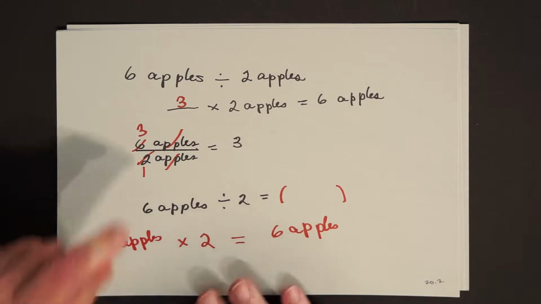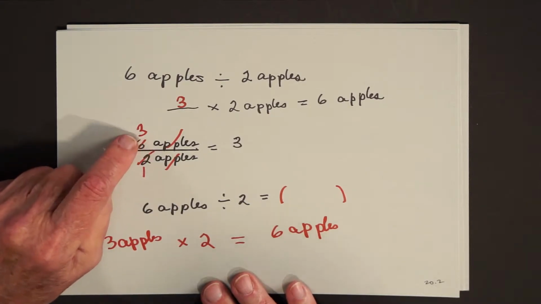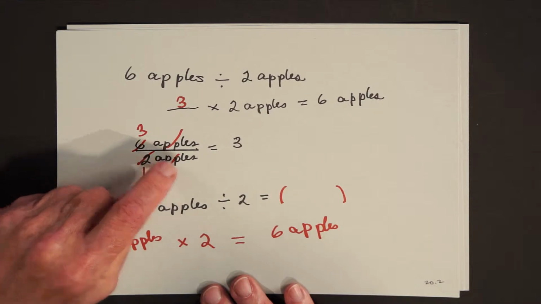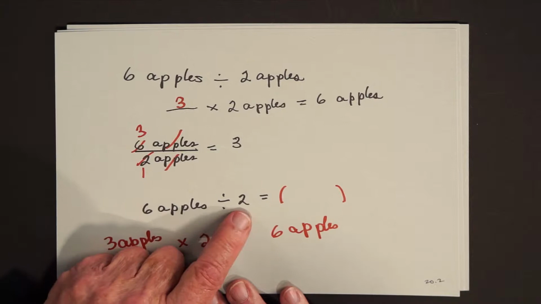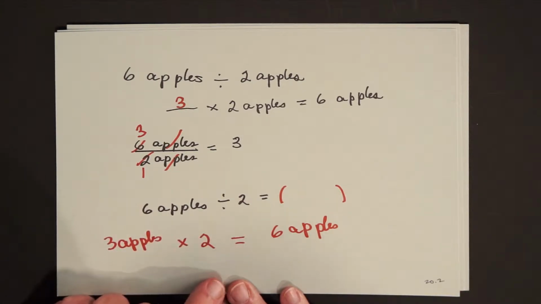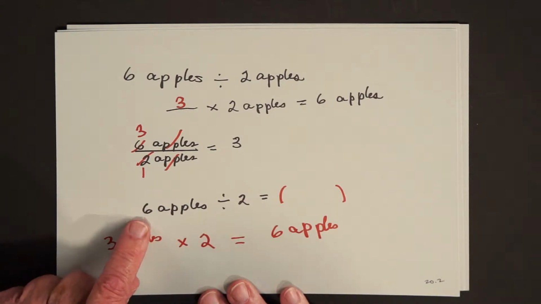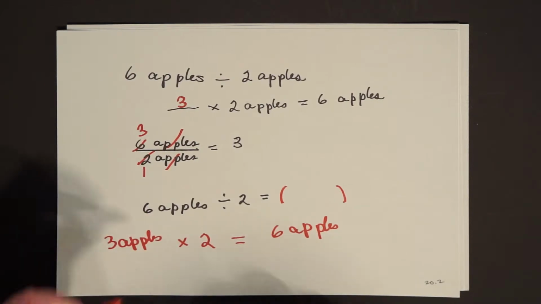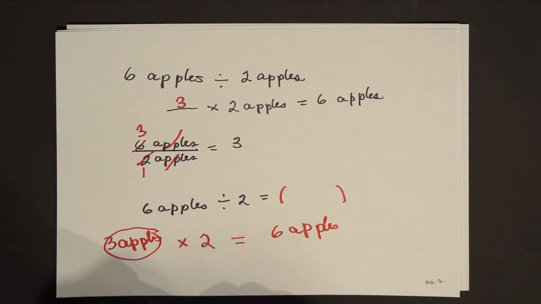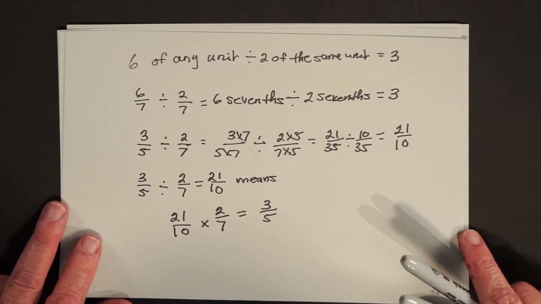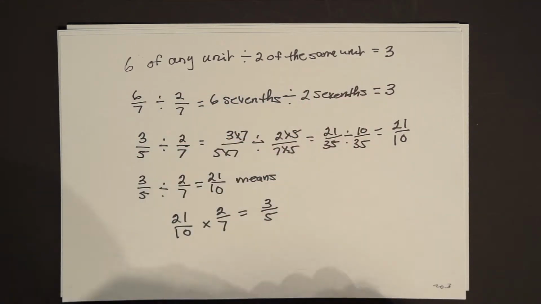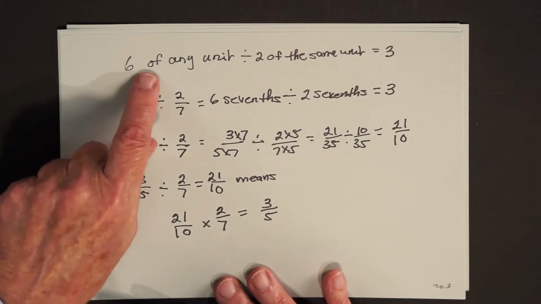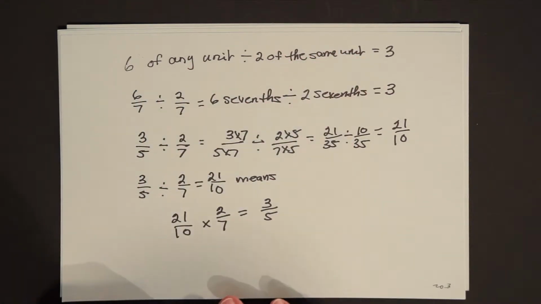The way to remember this is, if you had 6 apples and you bundle them in groups of 2, you would get 3 groups of 2. On the other hand, if you had 6 apples and divided them equally into 2 groups, each group would have 3 apples. So the key thing, and we're going to do this in many different ways, is to remember that 6 of any unit divided by 2 of the same unit will always be 3. In other words, you can cross out the unit if it's the same in both cases.